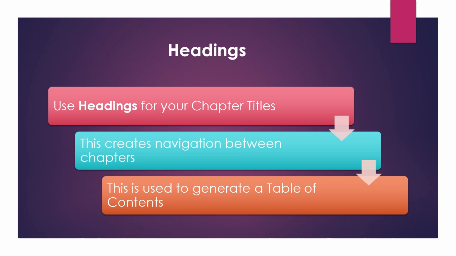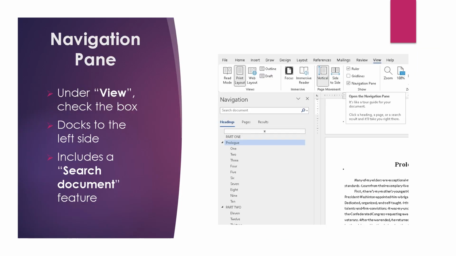Use a heading style for your chapter titles. This creates navigation between chapters. It is also used to generate a table of contents. The navigation pane is located on the view screen. Check mark the box for Show Navigation. Pane docks to the left side.